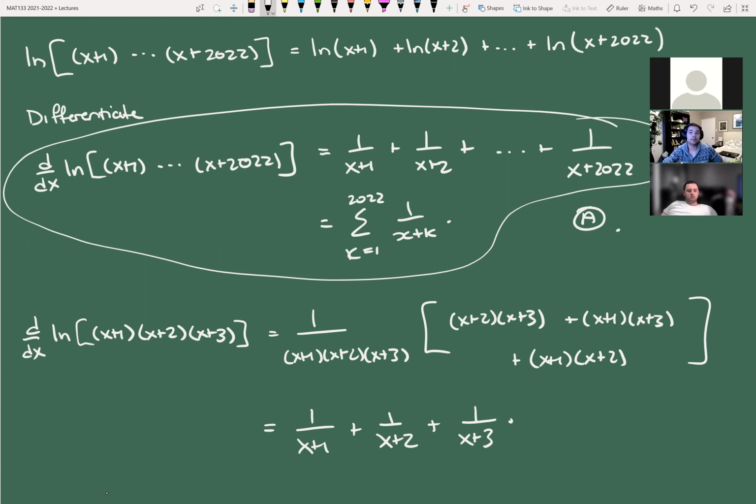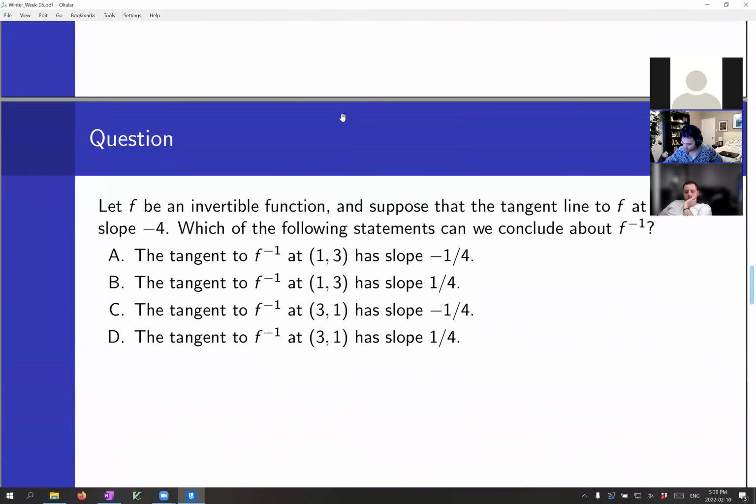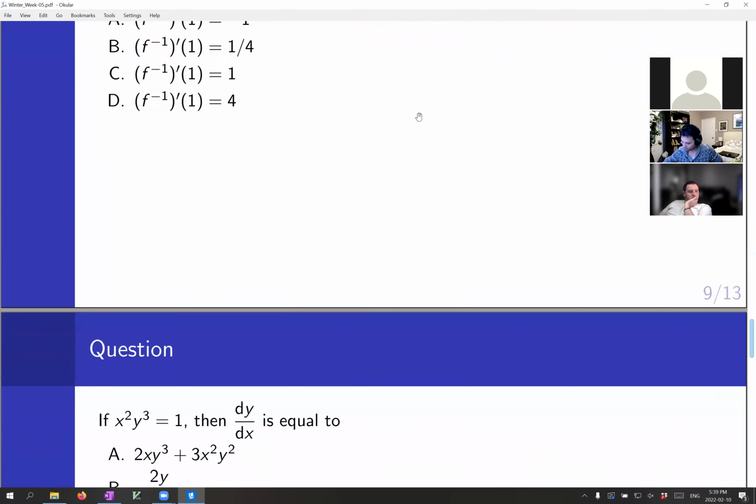Okay. No, I'm going to skip that. I'm going to go to implicit differentiation. I want to make sure we get a little bit of that in. So I'm going to skip these.